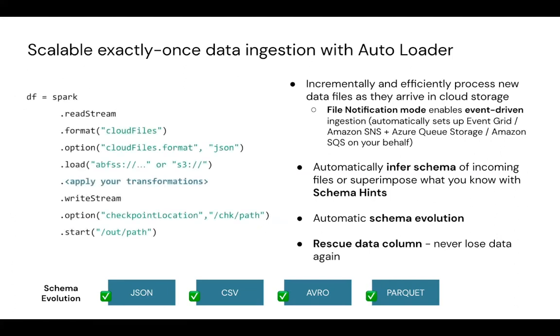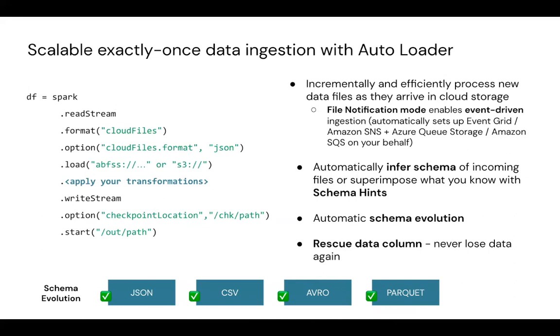This is how it looks in Python. So over on the left, you can just create a read stream. You declare the file format. You declare where it comes from. You can do transformations and such. And then that's you reading your data.